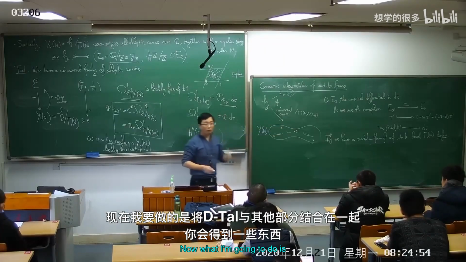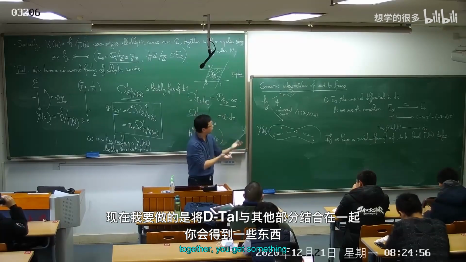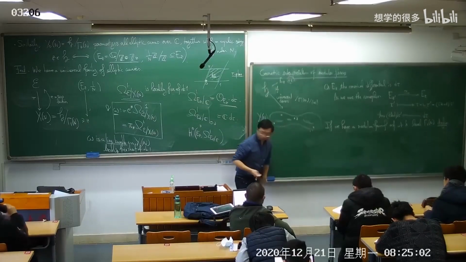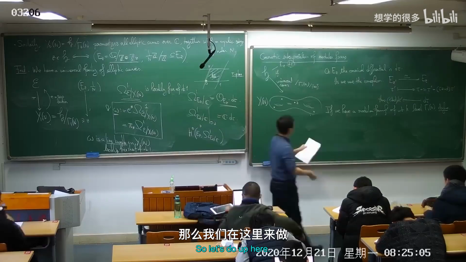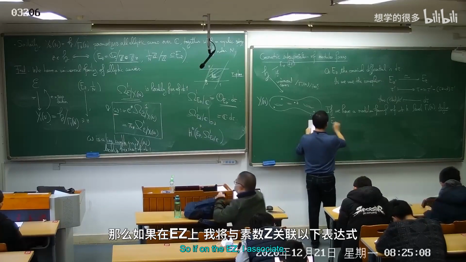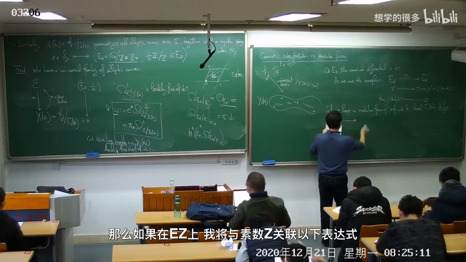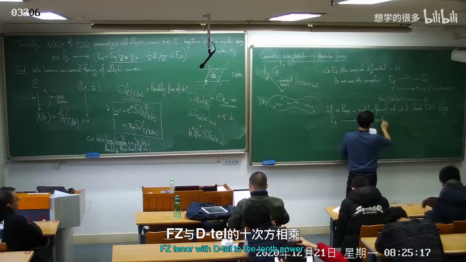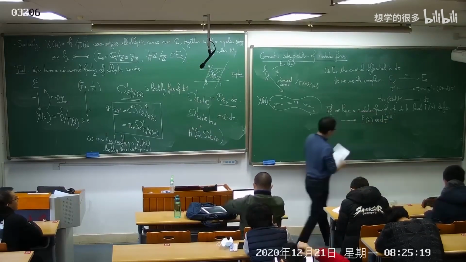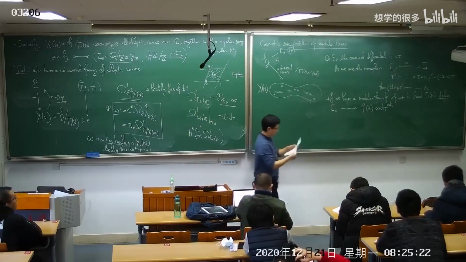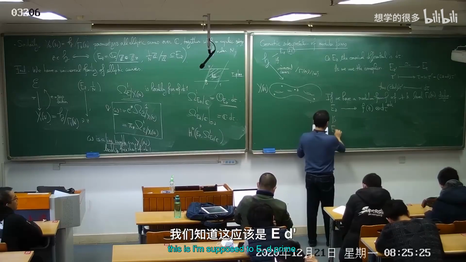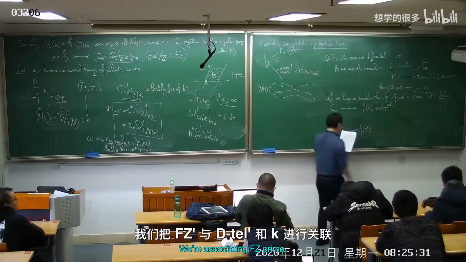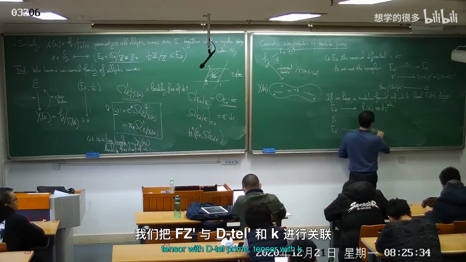Now what I'm going to do is combine the f and d tau together to get something that's invariant under gamma 1 of N, which can be defined downstairs. So let's do that upstairs. On the EZ, I will associate the following expression: F of z tensored with d tau to the kth power. We know that this is isomorphic to EZ prime, where we're associating F of z prime tensor d tau prime tensor k.